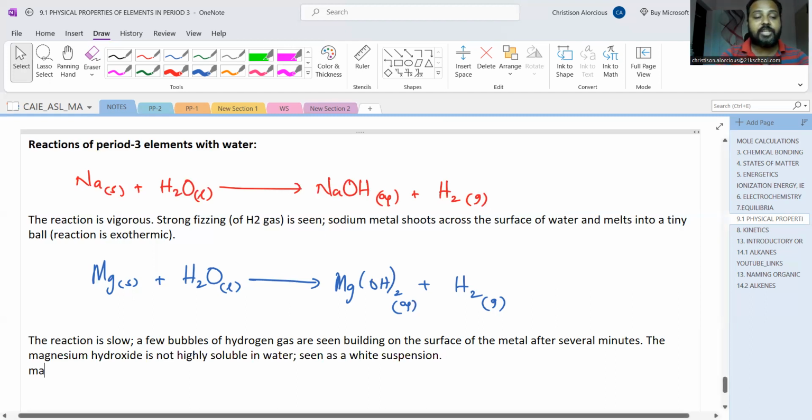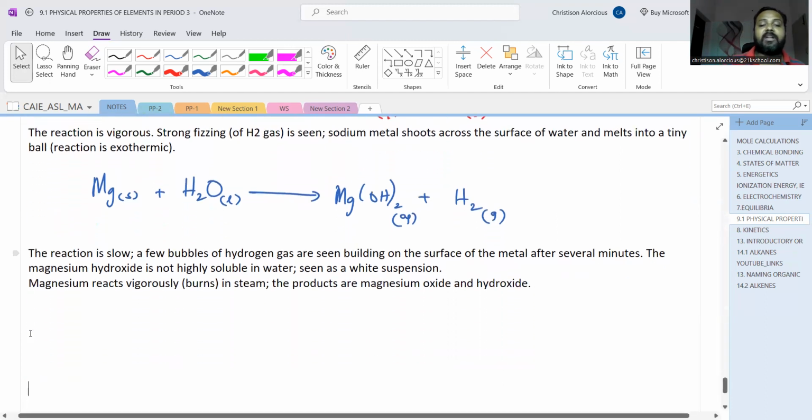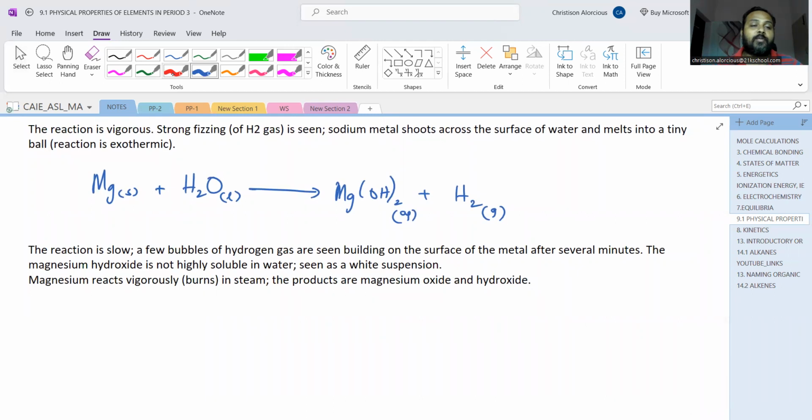However, magnesium reacts vigorously. It in fact burns when you expose it to steam. Obviously, steam, temperature above 100 degrees Celsius. So magnesium reacts vigorously with steam, but the products are white solid magnesium oxide and hydrogen. You don't get the hydroxide. Okay, so if you expose magnesium metal to steam, then the reaction is pretty vigorous. It even burns with a white flame, but you don't get the hydroxide. You get the oxide, which is a white solid.